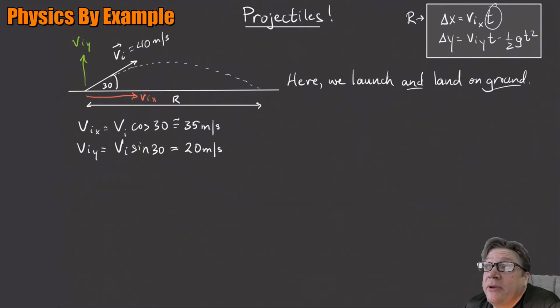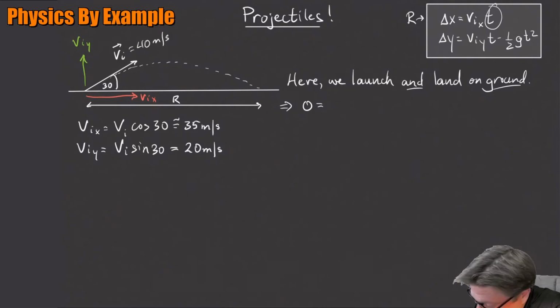Okay, so if I launch from the ground and then land on the ground, what's my y final minus y initial? They're both 0, right? I'll just call y equals 0 to be the ground. So I've got 0 equals VIY t. Well, I've already got that, it's 20, right? I've already figured out what that is.